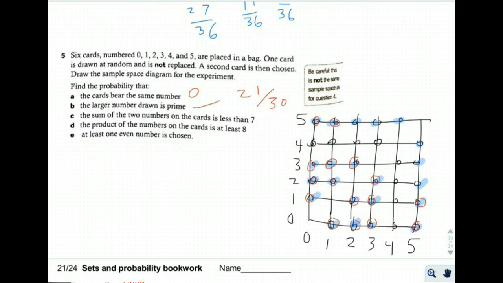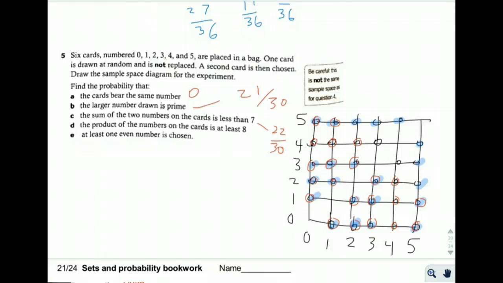What about 4 plus 0? That's fine, too. 4 plus 1, that's fine, too. Anything less than 7 is fine, so 4 plus 2 is also fine. 4 plus 3 is not. Okay. So that would be 1, 2, 3, 4, 5, 6, 7, 8, 9, 10, 11 times 2, 22. 22 out of 30.